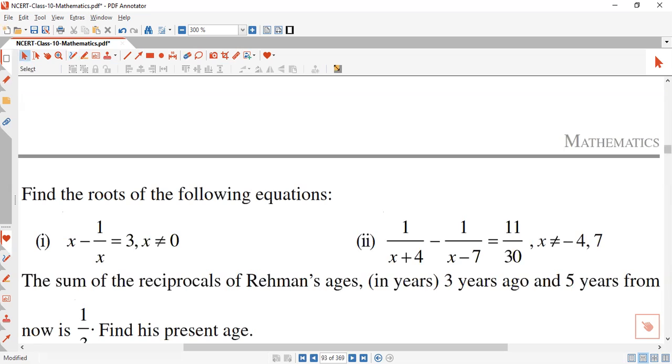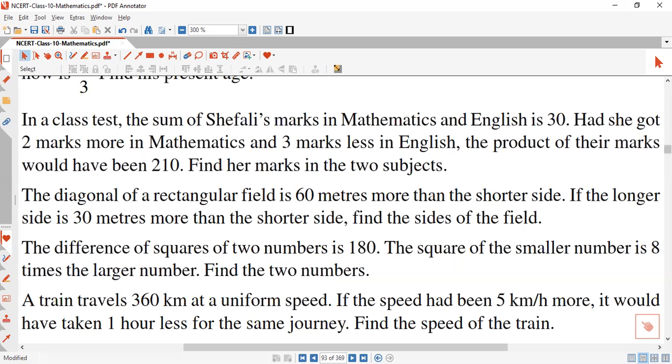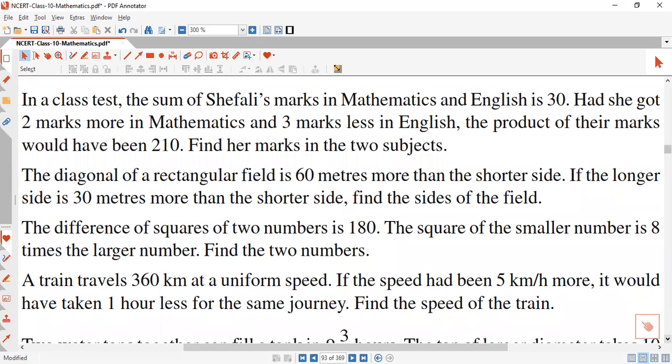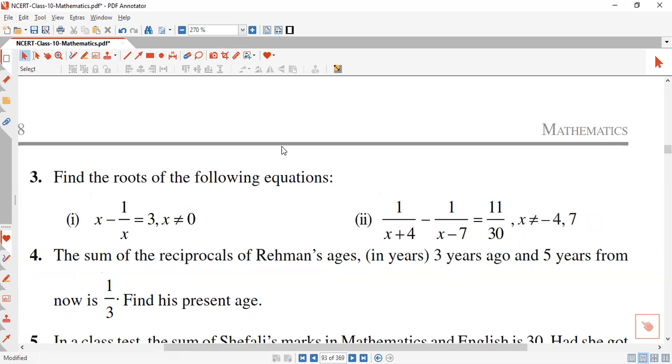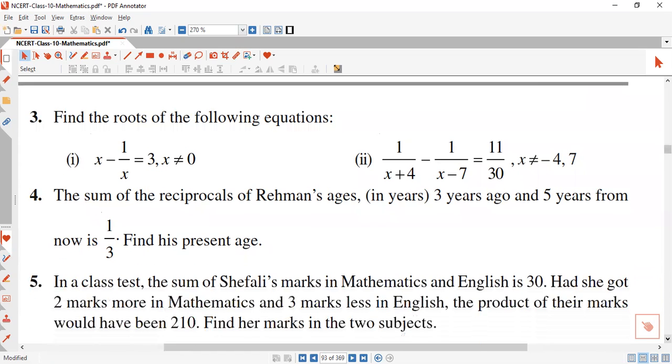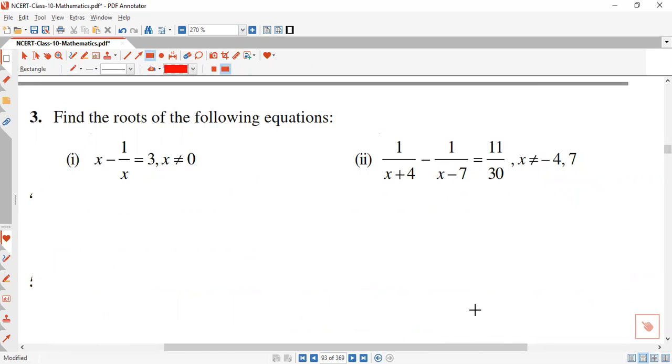Now I will do some more questions. Now we will do question number 3, part 1. Find the roots of the following equation: x minus 1 upon x equal to 3, when x does not equal 0.